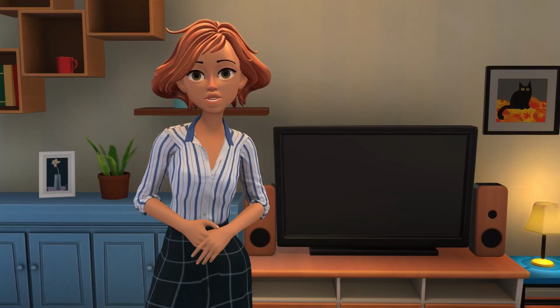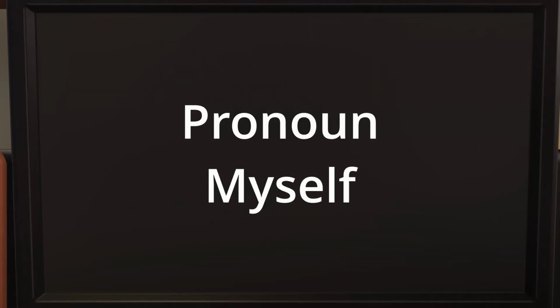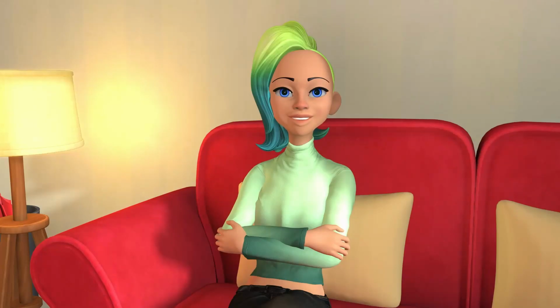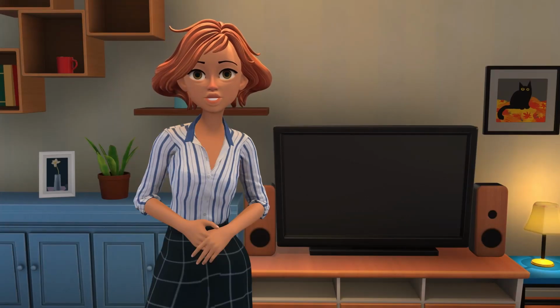Precisely, Kim. Now, let's discuss myself. Myself is a reflexive pronoun. You use it when the subject and object of the sentence are the same person. Like, I hurt myself while playing soccer. So myself is when I'm doing something to myself. Exactly. It's used for emphasis or to show that the action affects you directly.